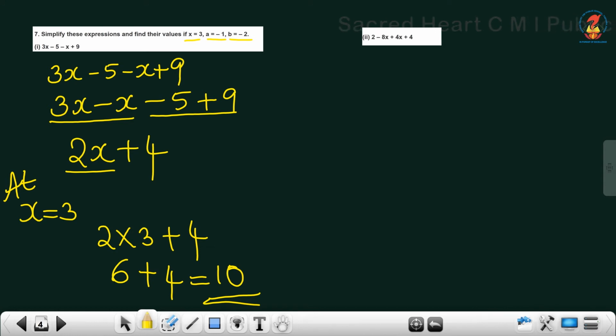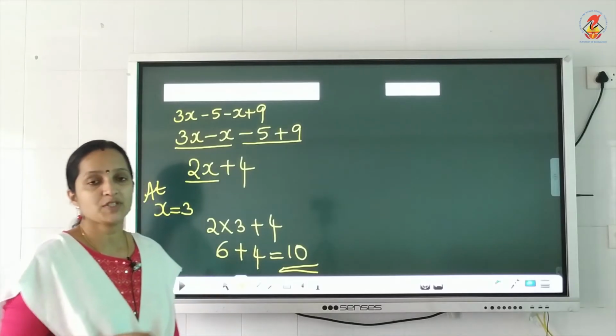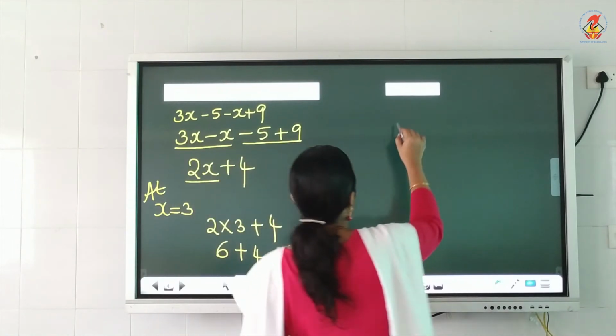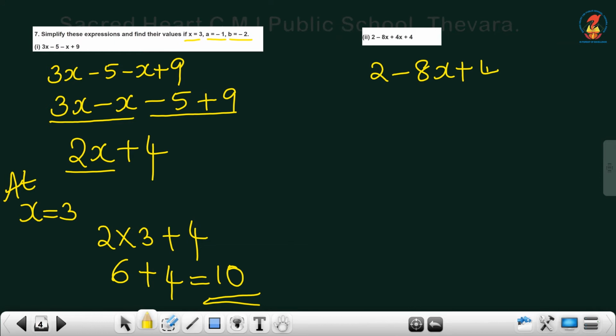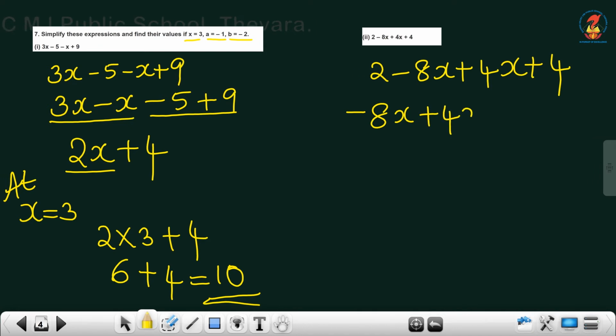Okay, after simplifying the expression, substitute the value. Again, next question: 2 minus 8x plus 4x plus 4. Again, combine the like terms. 8x plus 4x, one group, plus 2 plus 4, other group. Okay, one group of like terms, other group of like terms.